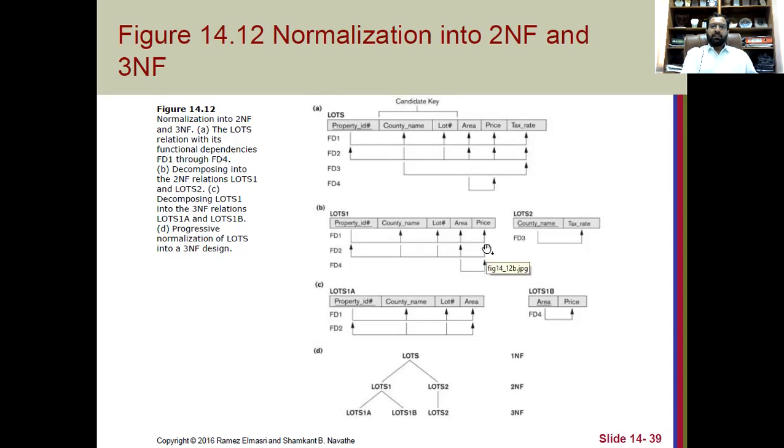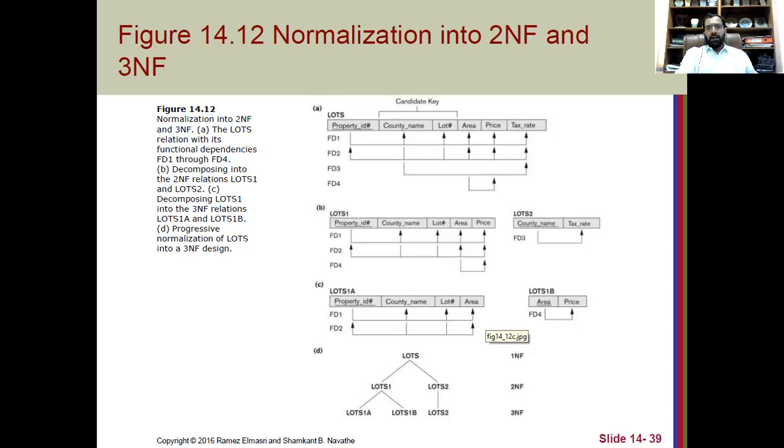So there is a transitive dependency, and of course what we do is we have to come up with another relation, which is based on the area as a primary key, and we can determine the price. So here we can break this relation into this relation and this relation, which says that the property ID determines the country name, determines the lot number, and determines the area as well. That is the way we decompose the relation.